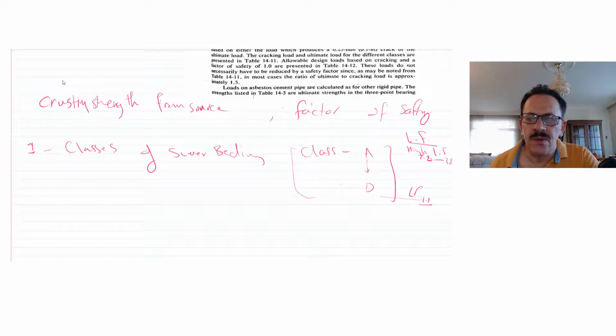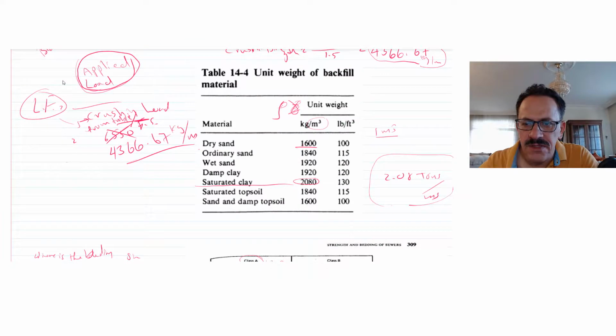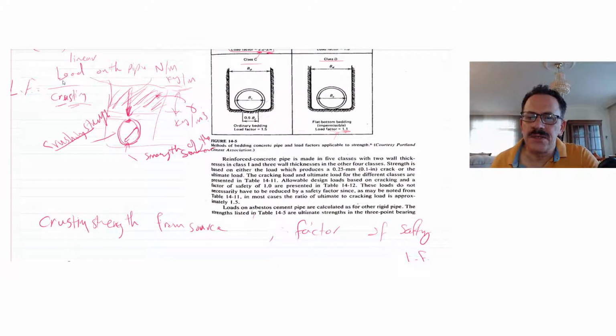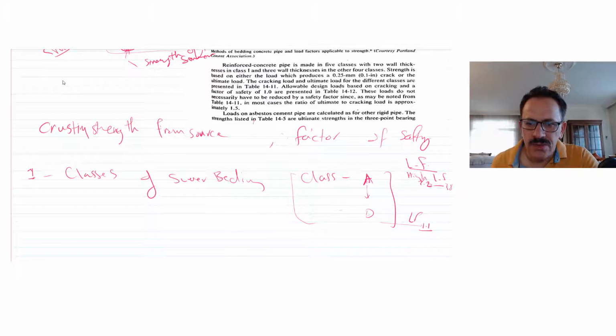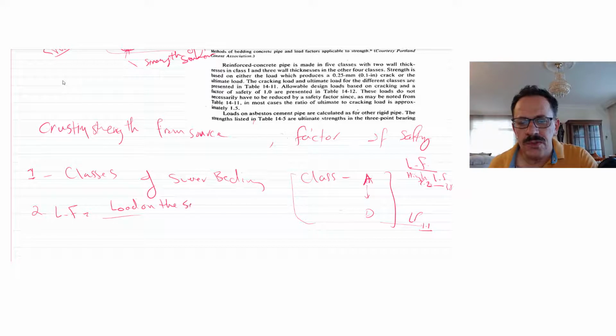Now, when we need to decide which class we should use, we should know what the load factor is. Here is the typical drawing of the classes. Now, how to calculate the load factor? For load factors, we say that this is equal to the load on the sewer divided by the crushing strength of the sewer.